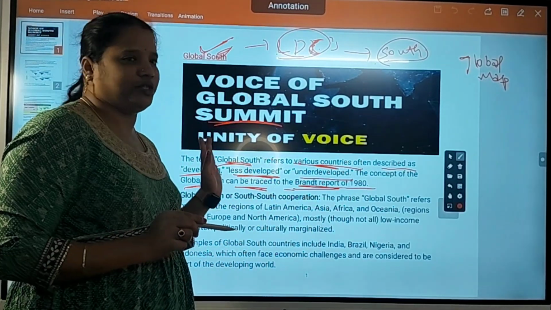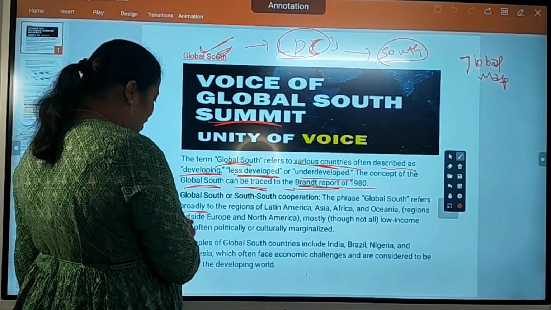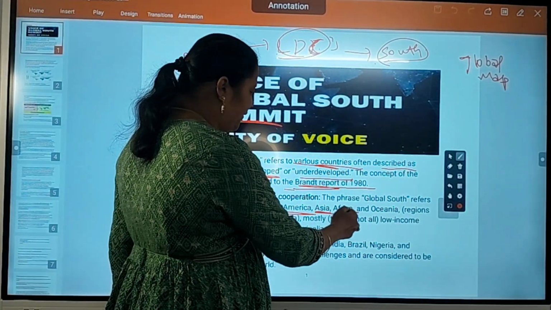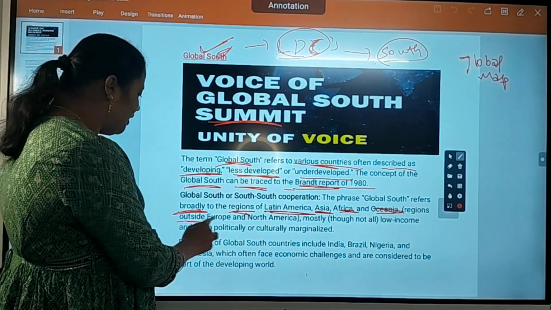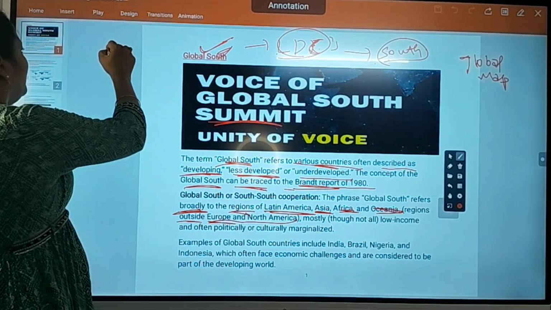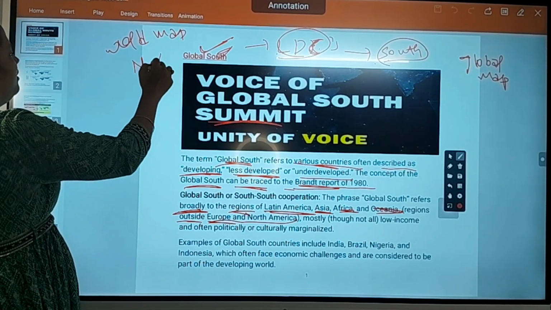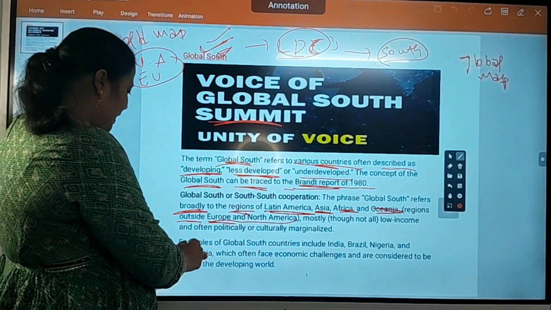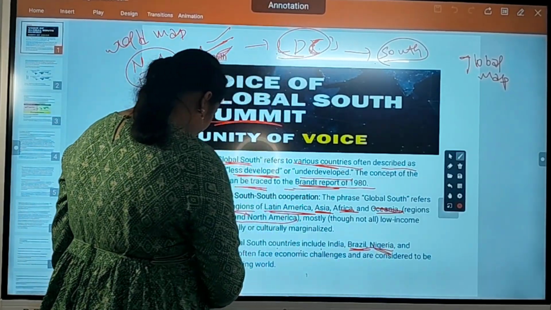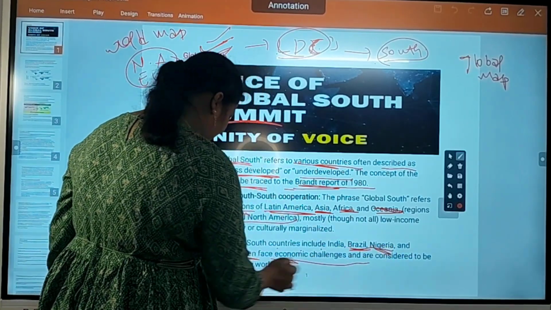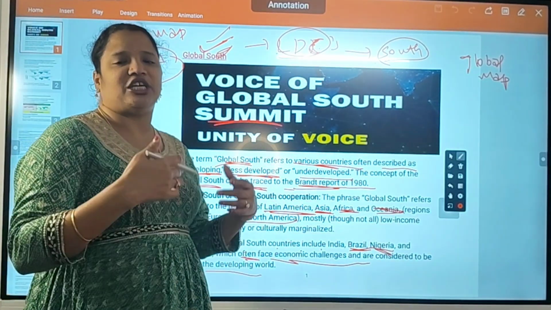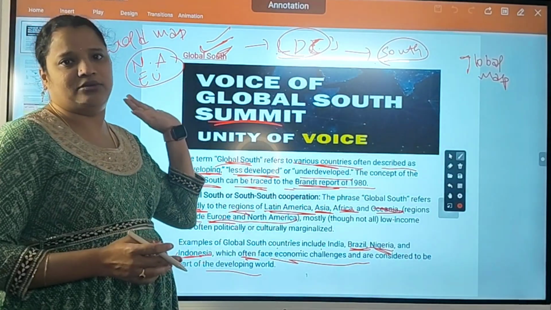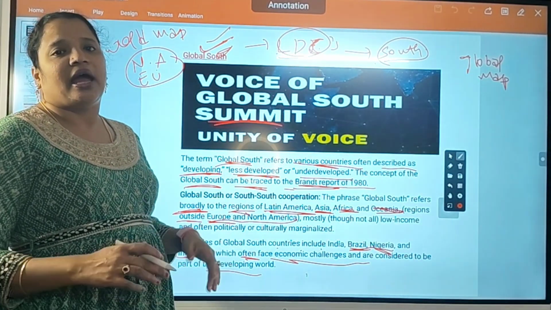Global South, or South-South cooperation. Global South refers broadly to the regions of Latin America, meaning the South America region, Asia, Africa, Oceania, meaning Australia. Regions outside Europe and North America: in the world map you exclude North America and Europe, then all other countries are Global South, the LDCs. Examples of Global South countries include Brazil, Nigeria, Indonesia, which often face economic challenges and are considered part of the developing world. They are just developing now, not fully developed like America or Europe.